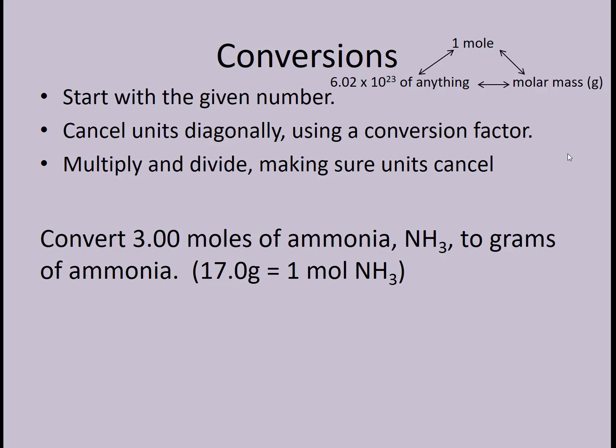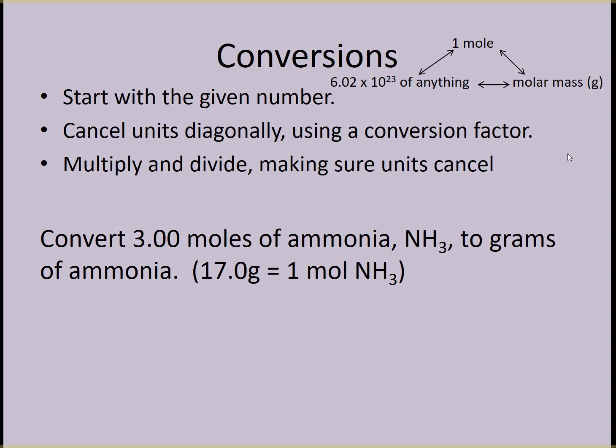So when we're doing these conversions between moles and grams or Avogadro's number of anything, we want to start with the given number. We want to cancel the units diagonally, and we want to use conversion factors. Conversion factors mean that we have two things that are equal to each other, and we've put them on top of each other in a ratio. And because they're equal to each other, it's like multiplying the original number by 1. Then we want to multiply and divide and make sure our units cancel. This is where it's so important to write your unit every single time.